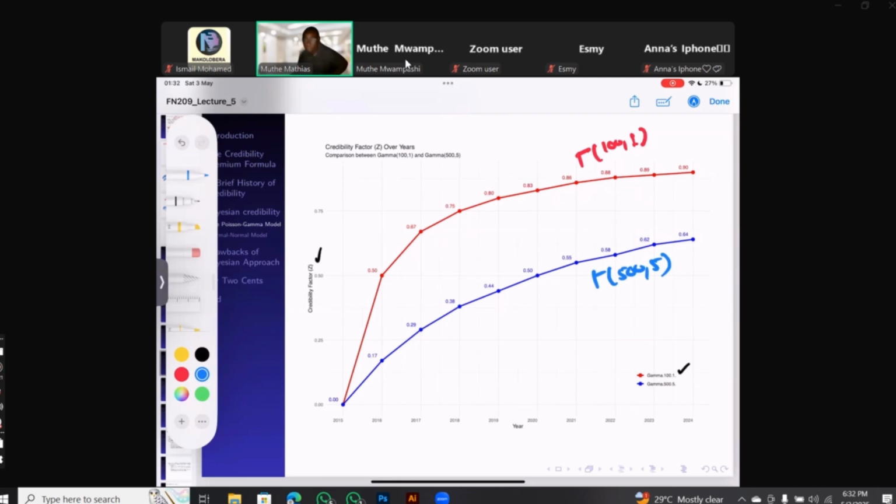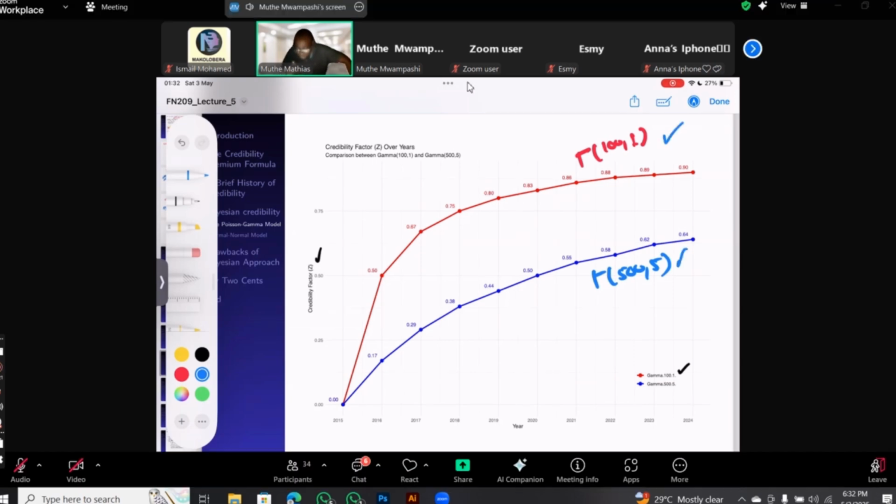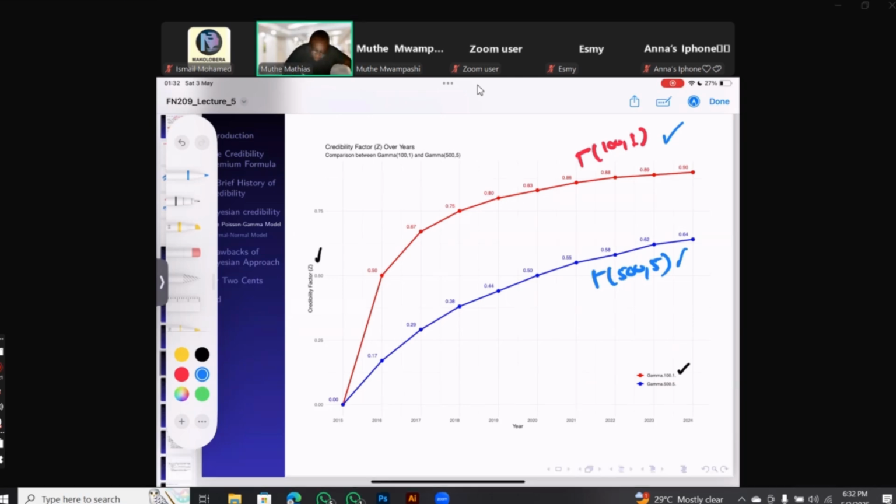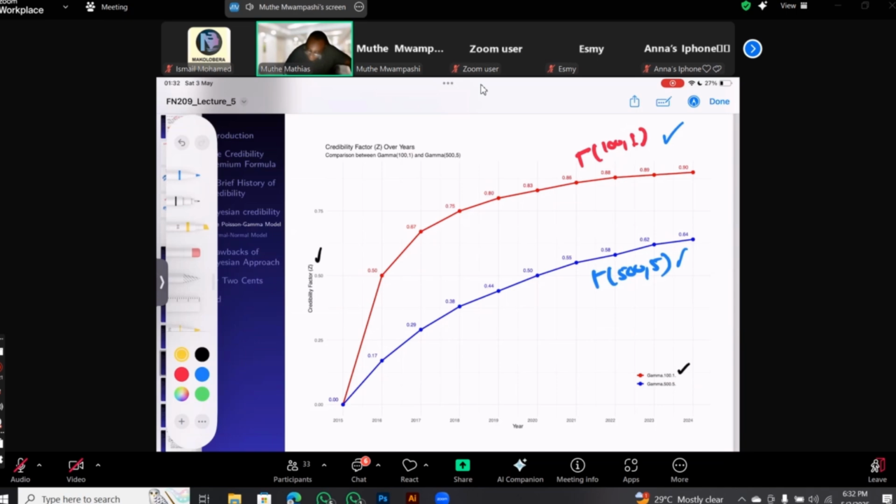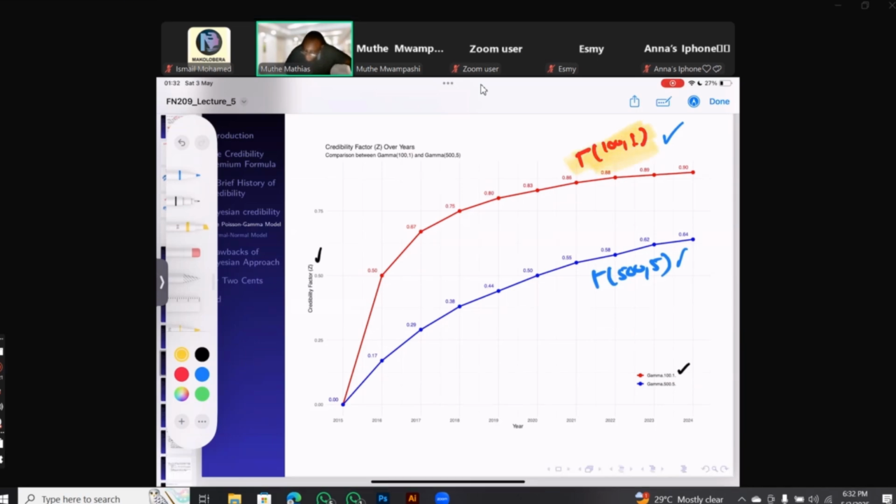So now my question is, can someone tell me why we observe Z is going up in both cases? In this case and this case, we observe Z is going up. But we see that the rate at which Z is going up is somehow faster in this part here compared to this part here. Okay, so can someone tell me, first of all, why is Z going up?